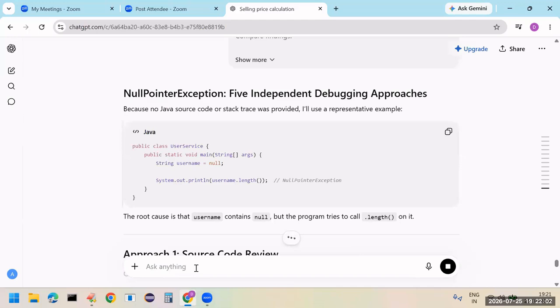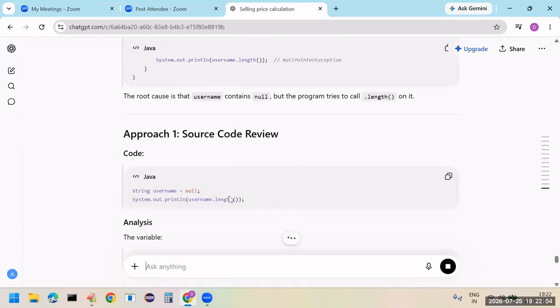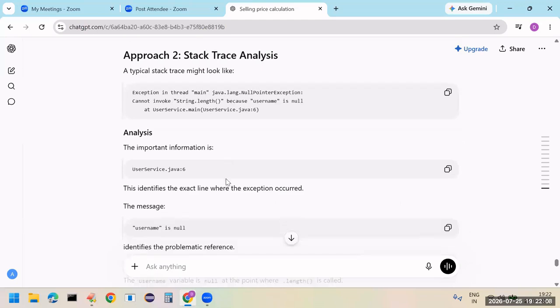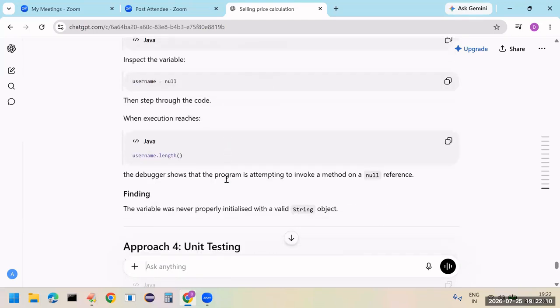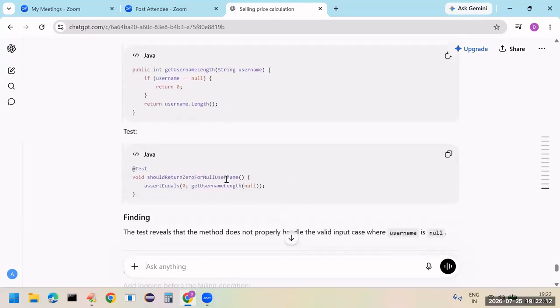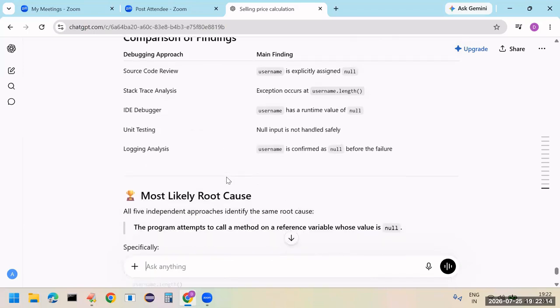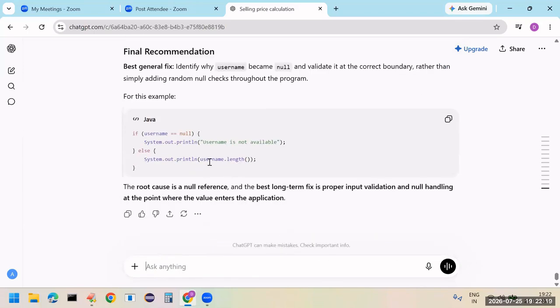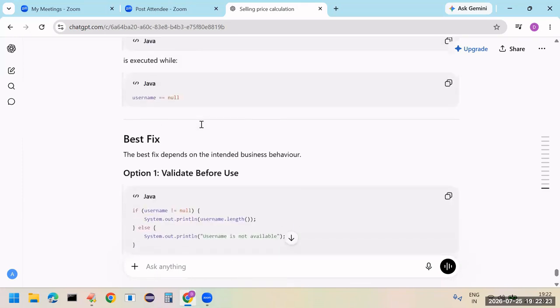Now observe. Approach 1, source code review. Approach 2, stack trace analysis. IDE debugger. Unit testing. Logging analysis. Sir, you can see what is the best approach it is going to give. What is the best one?